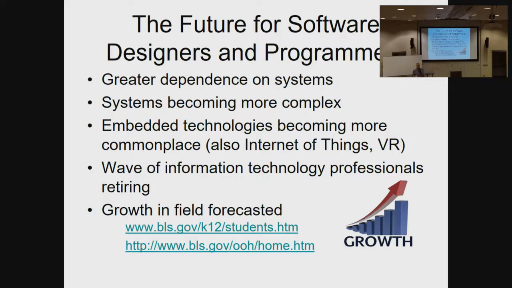And we also have new developments like virtual reality and augmented reality and mixed reality. And somebody's got to develop the applications for those. And that's just one of many examples we could give you of new technologies that will require software engineering and programming.